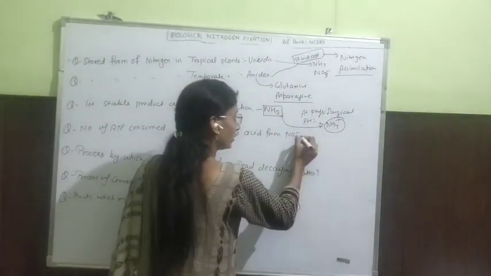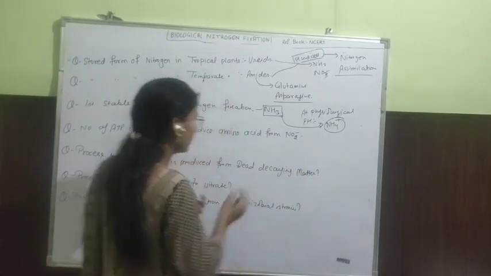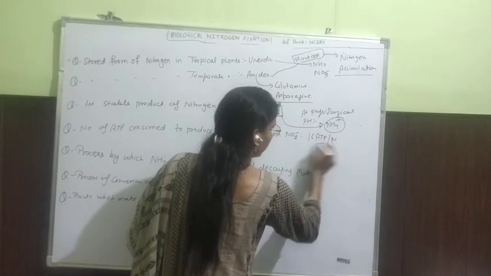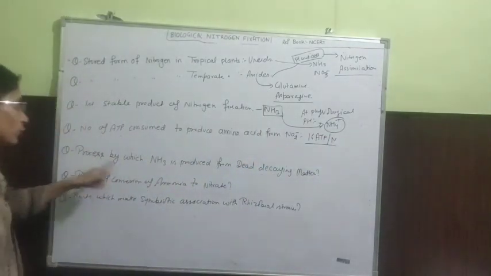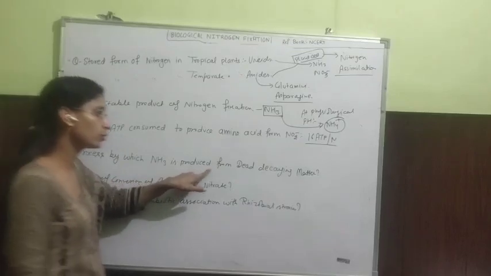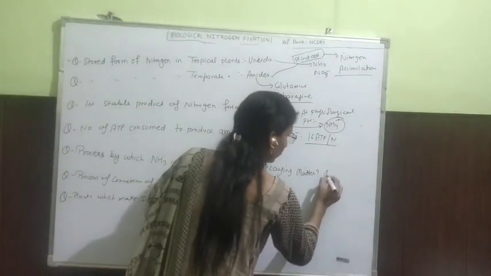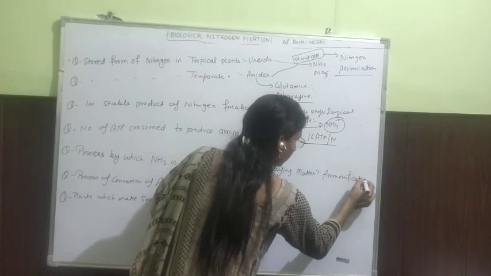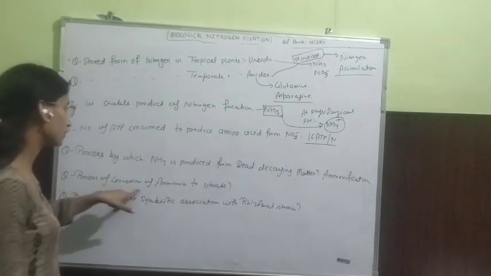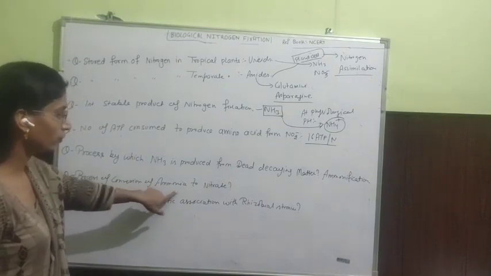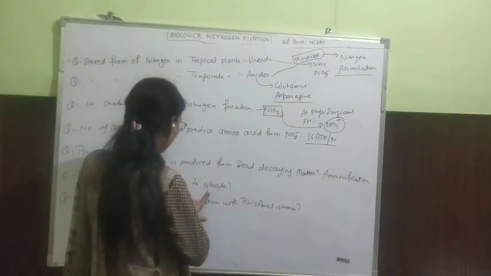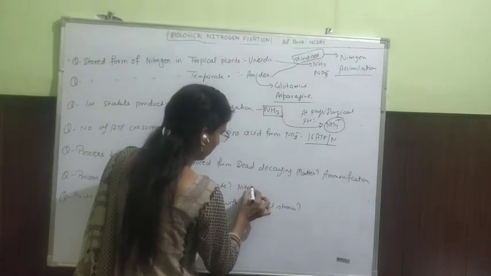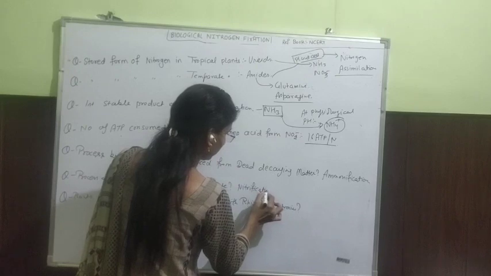The number of ATP consumed to produce an amino acid from nitrate: recall the concept, you will find it is 16 ATP per nitrogen. The next is the process by which ammonia is produced from dead decaying matter, which is called ammonification. The process by which ammonia is converted into nitrate is called nitrification.